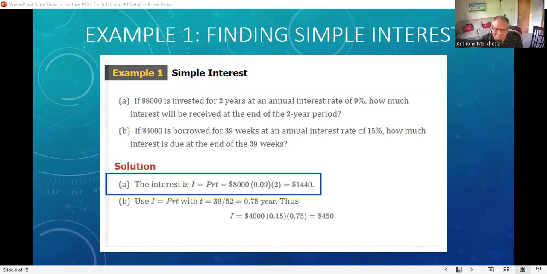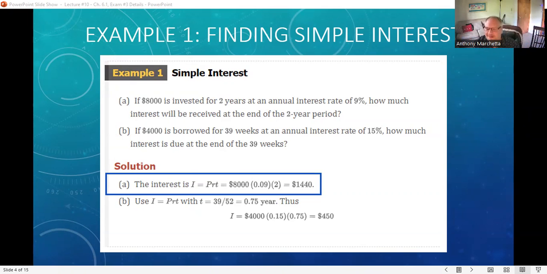It's the same question, okay? A little variation. If 4,000 is borrowed for 39 weeks at an annual interest rate of 15%, then how much interest is due at the end of the 39 weeks? Notice it's at the end of the 39 weeks, just like part A was at the end of the 2 years. That's how you don't have to play around with dealing with a piece of the answer in any way. You could just use I equals PRT. In other words, I equals PRT only works for the entire length of time of the loan or of the investment.